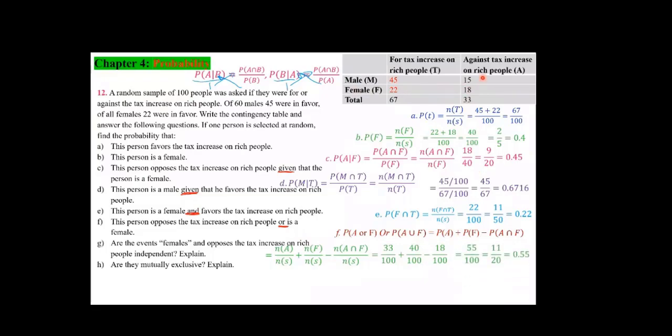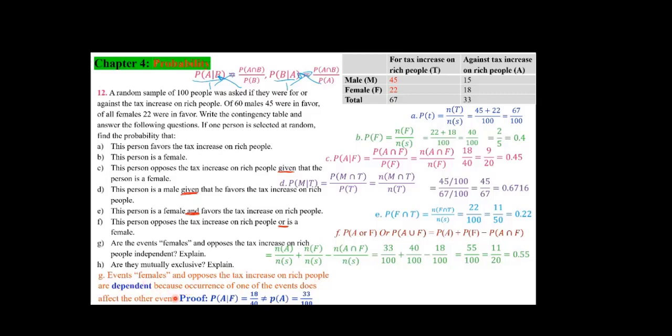Are the events females, this is the event, and opposes tax increase, are they independent? And the next part, are they mutually exclusive? Now, as far as the definition is concerned, for independency, it's simply put, the occurrence of one has no effect on the occurrence of the other. But just the definition is not good enough. You really want to go with the definition that comes from here when I did the cross product, because that is the proof with math. So that is the definition, which really sometimes is hard to understand, and I just mentioned.